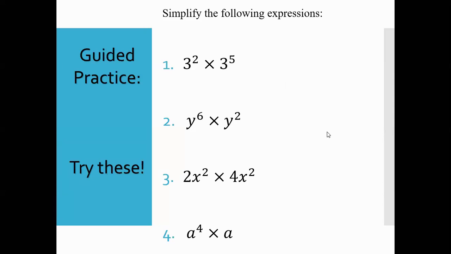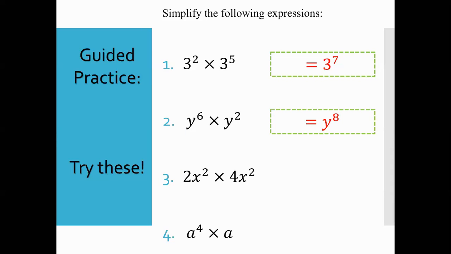We have 3 to the power of 2 times 3 to the power of 5. And so the answer was 3 to the power of 7. Because they have the same base, I can apply the multiplication law of indices and add the indices. Next example, we have y to the power of 6 times y to the power of 2. So once again, because they have the same base, I can just add the indices. So it'll be y to the power of 8.